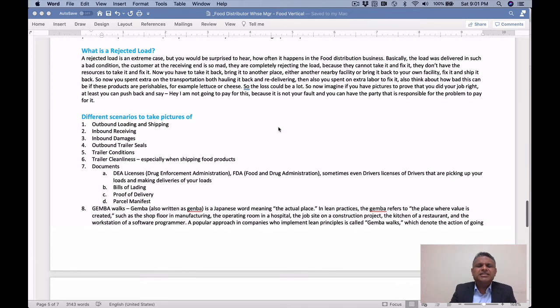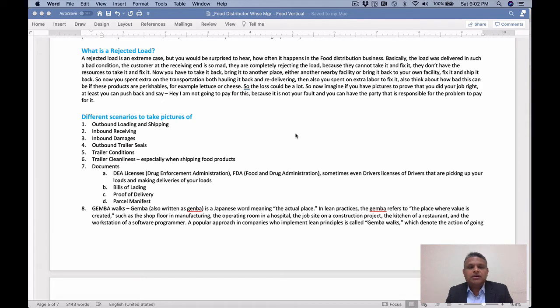A rejected load. This happens in the food industry quite a bit because, for whatever reason, the product fell down, the whole thing broke, and it's all spilled on the floor of the container, and they're like, hey, we cannot even take this. So now you've got to move it, right? Now you have to take it back, bring it to another place, either another nearby facility or back to your own facility, fix it and ship it back.